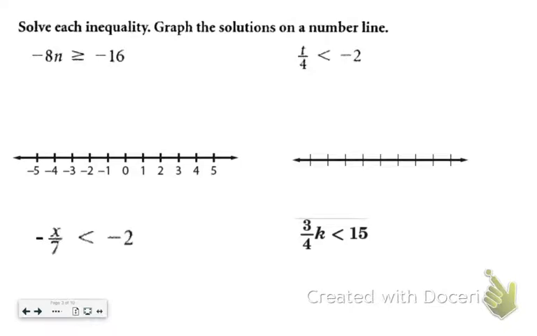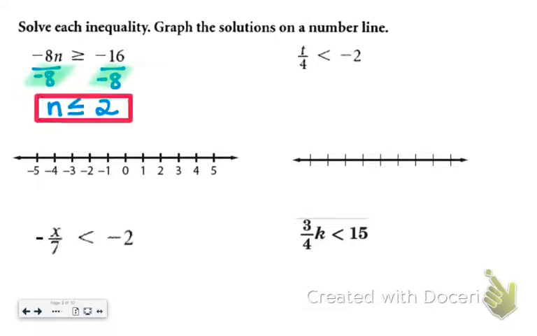For the first problem, negative 8 is being multiplied by n, so we need to divide both sides by negative 8. We get n on the left and positive 2 on the right, and because we divided by that negative number, we have to flip our sign. So again, we learned how to graph last time. Closed circle at 2, less than goes to the left.